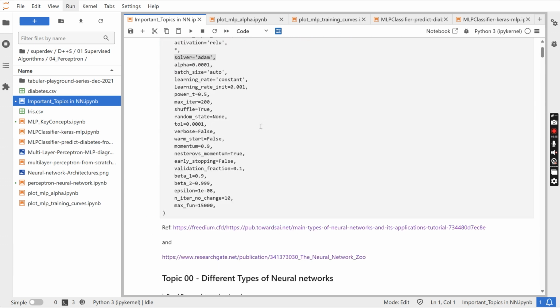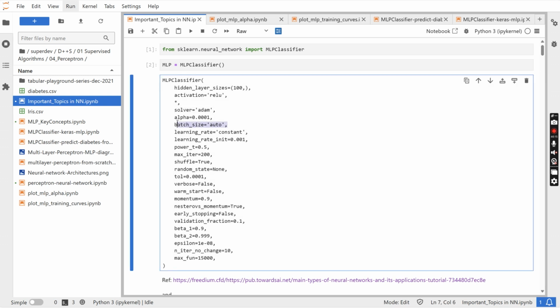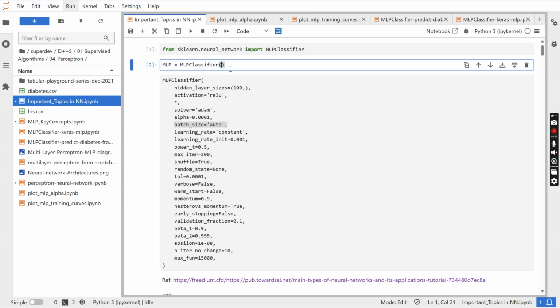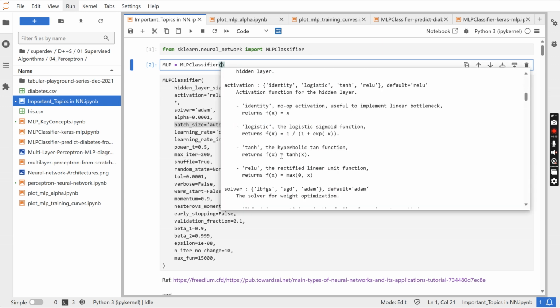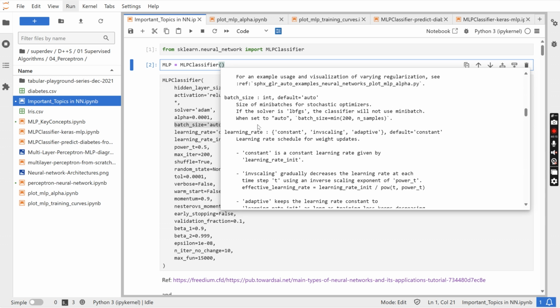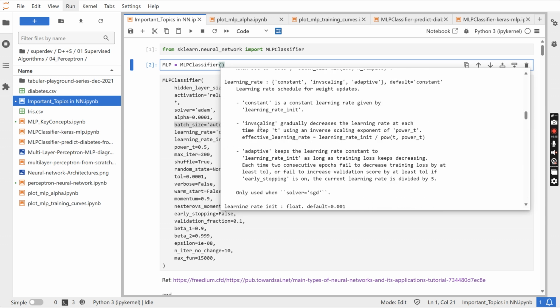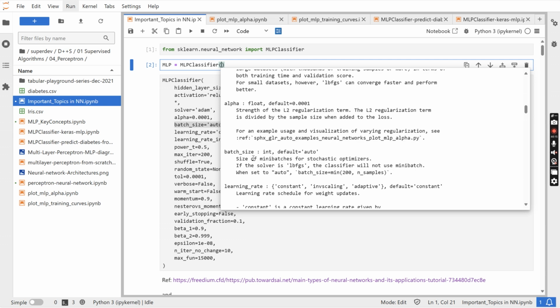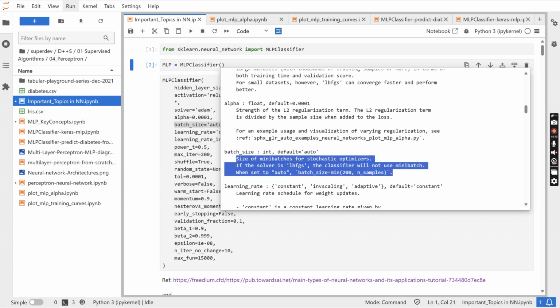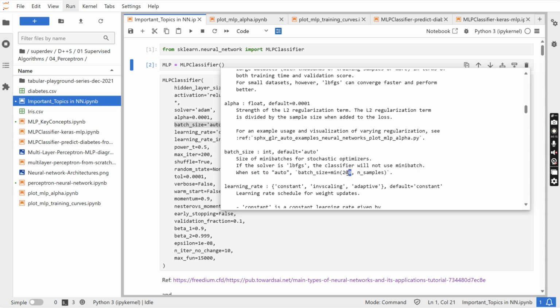Batch size is one of the parameters here. If you set it to automatic, the model will decide based on the solver. It will decide what to choose. For example, LBFGS, which we discussed now, will not use mini batch. And when you set it to auto, it will typically pick 200 rows.